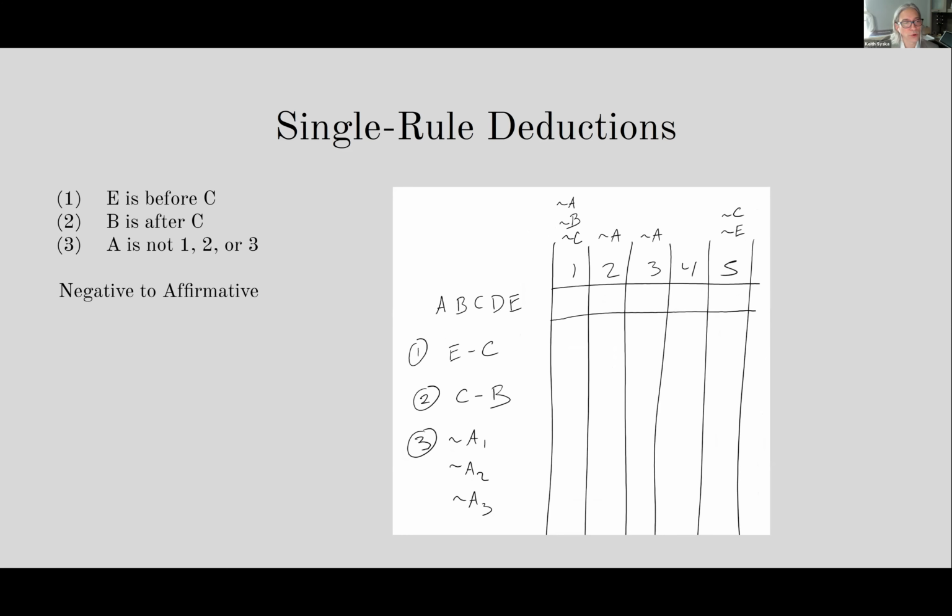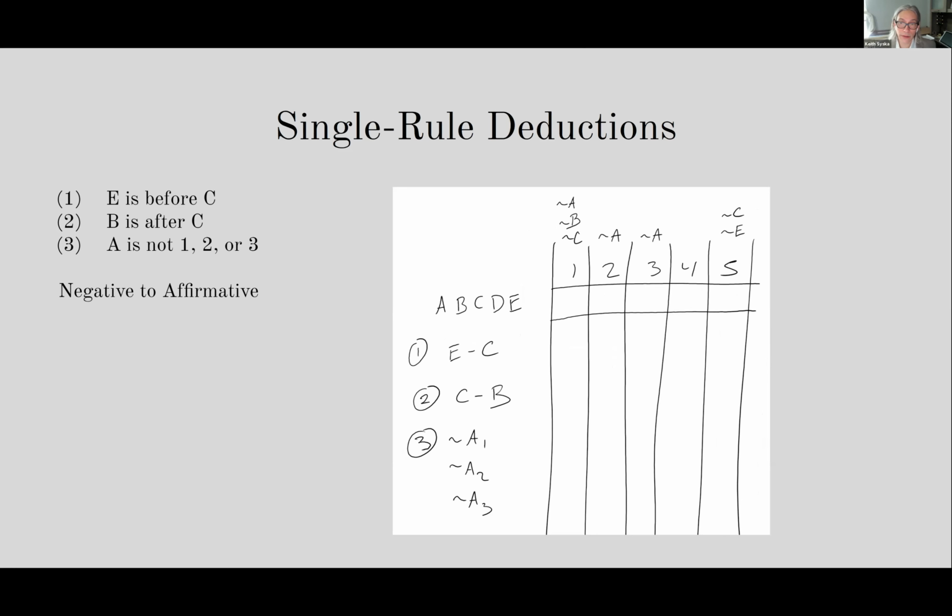Let's add a third rule. A is not 1, 2, or 3. You see how I've symbolized that with these negations, not A1, not A2, not A3. I also put the negations above the diagram. I call this a proximity rule. The rules are fine listed off to the side. That's a fair symbol for the rule, but it's not one that's likely to catch my eye while I'm working on a solution in the diagram.